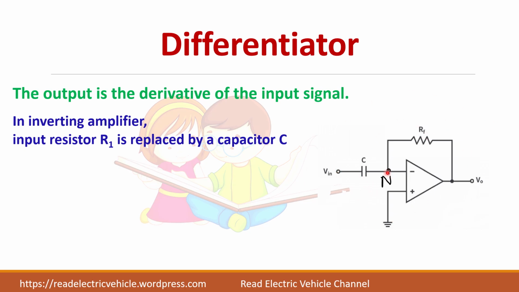Let us mark the node here N. Since the positive terminal is connected to ground and this is a feedback path, I can say this node is also at a virtual ground. So this is connected to ground, so Vn is also equal to 0.